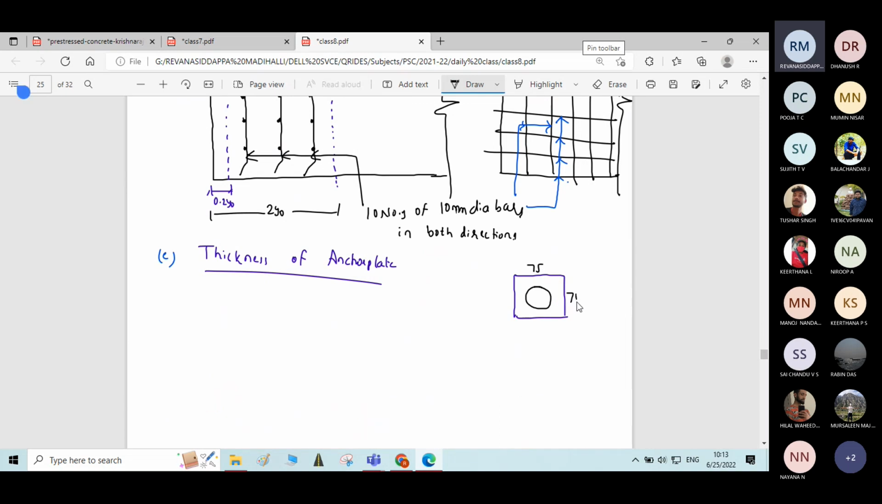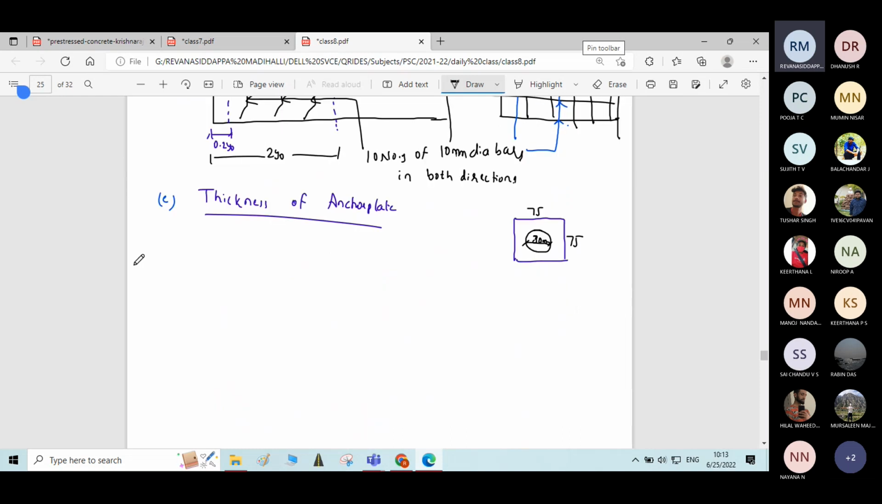75 by 75, and the diameter of the cone is given as 30 mm. Now we have to find the thickness of the anchor plate. First we will find the punching force that will act on the plate.